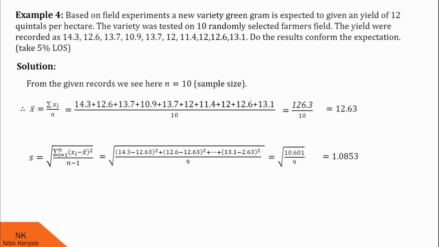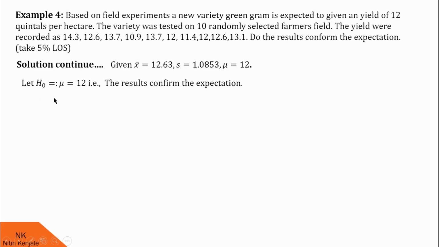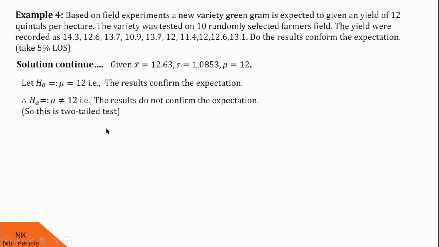Now let us proceed to define H naught and HA, that is null hypothesis and alternative hypothesis. Here I can define H naught as the results confirm the expectation. That is, there is no difference between the expected and the observed values. So here mu should be equal to 12 quintals. Then alternative hypothesis will be opposite of this, that is mu is not equal to 12. When I say so, it is bidirectional. Therefore, this is a two-tailed test.